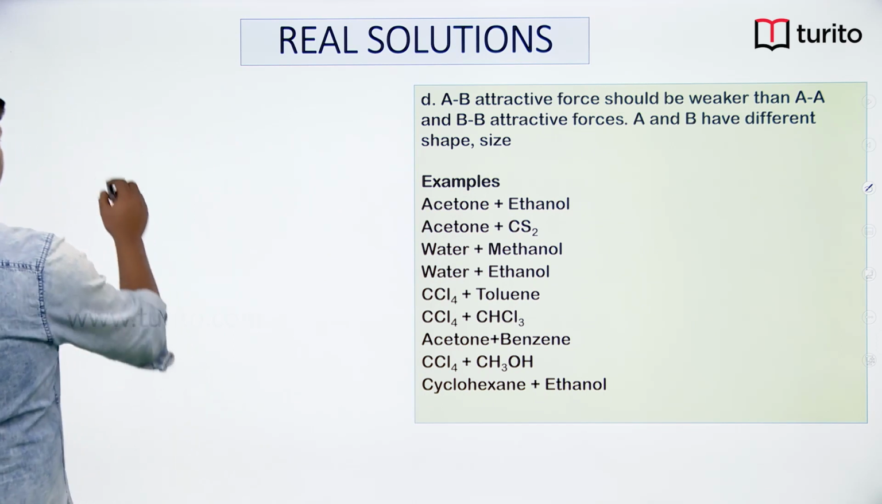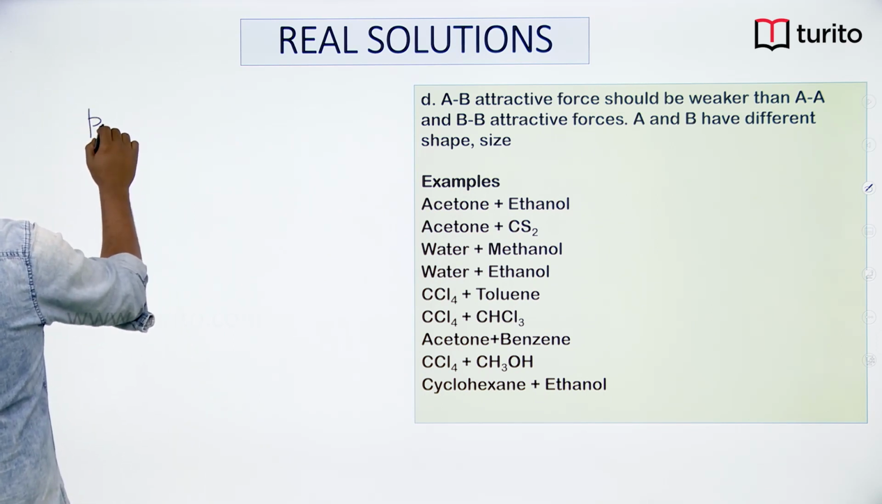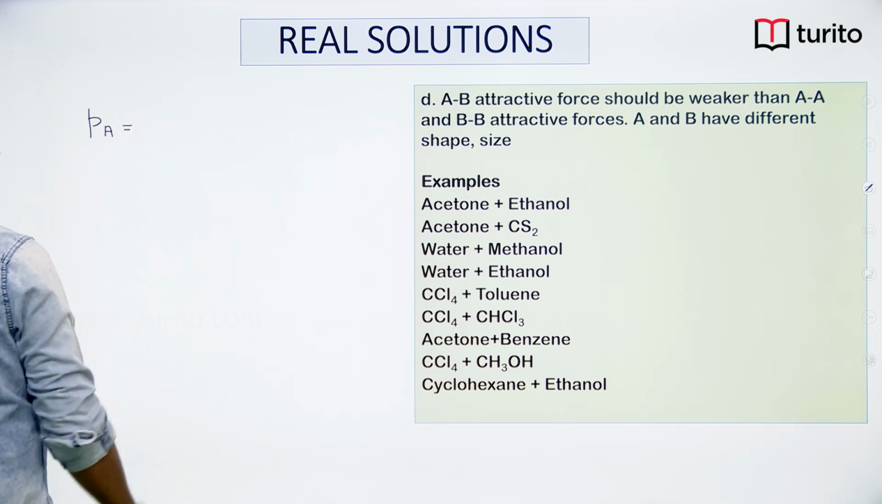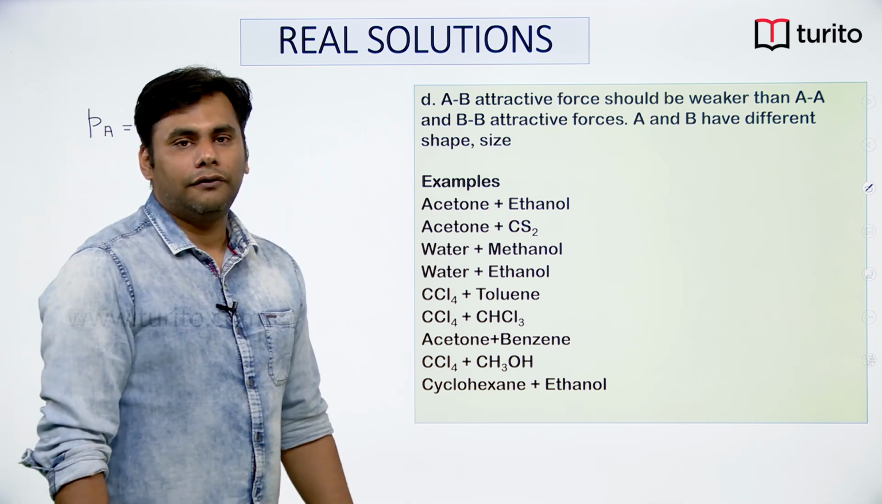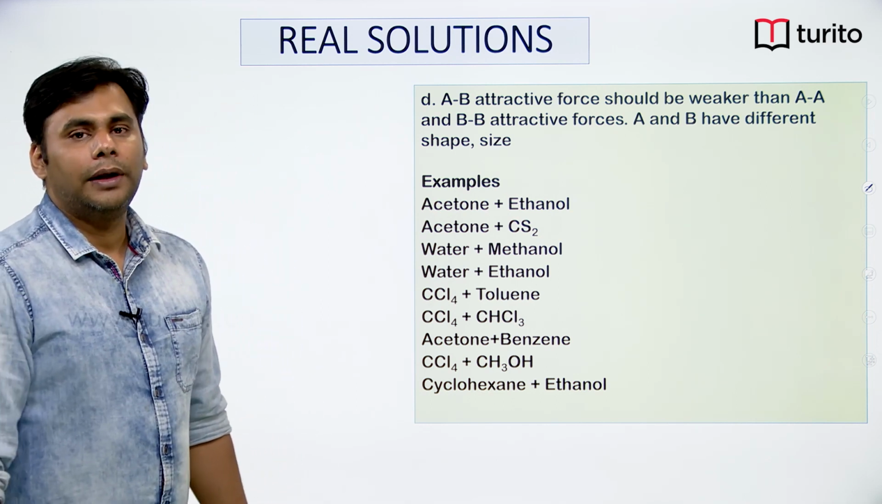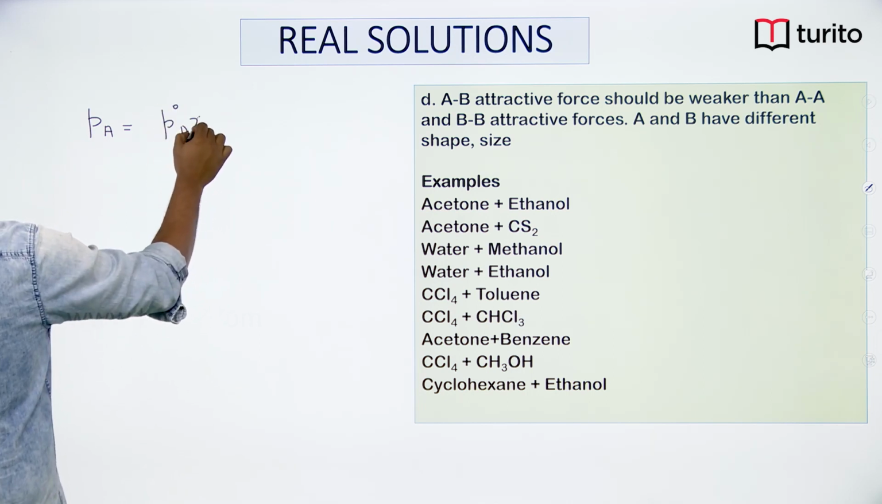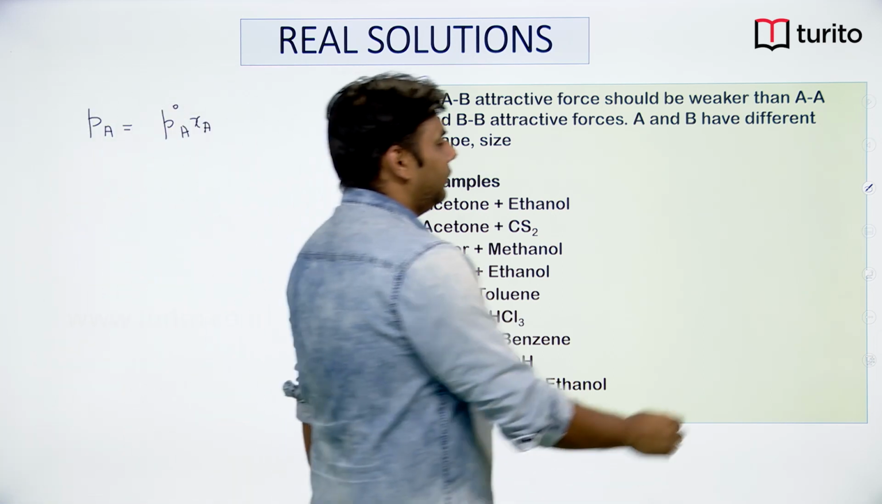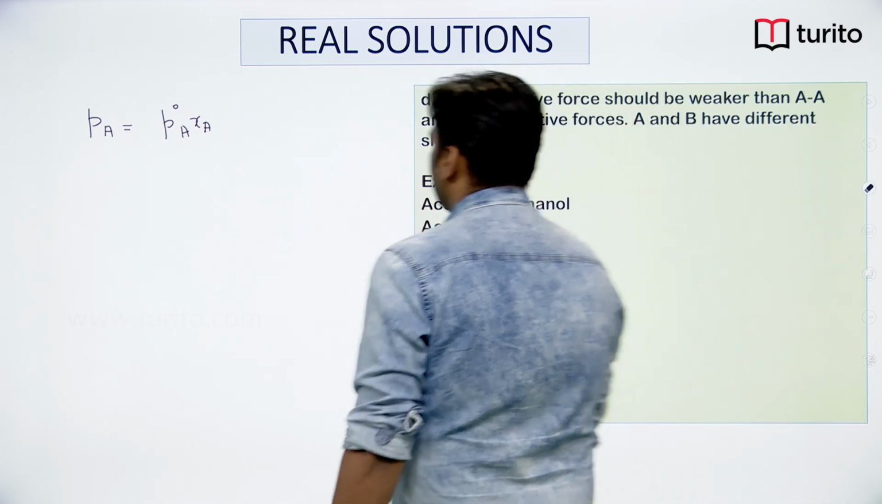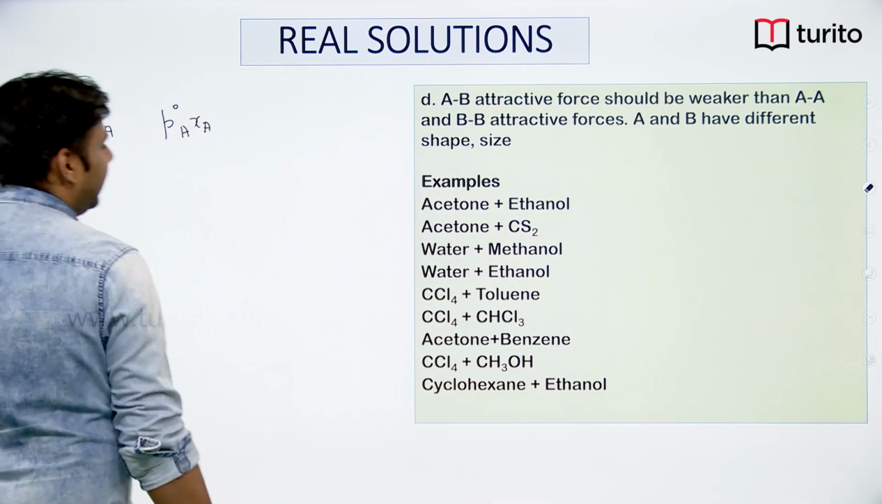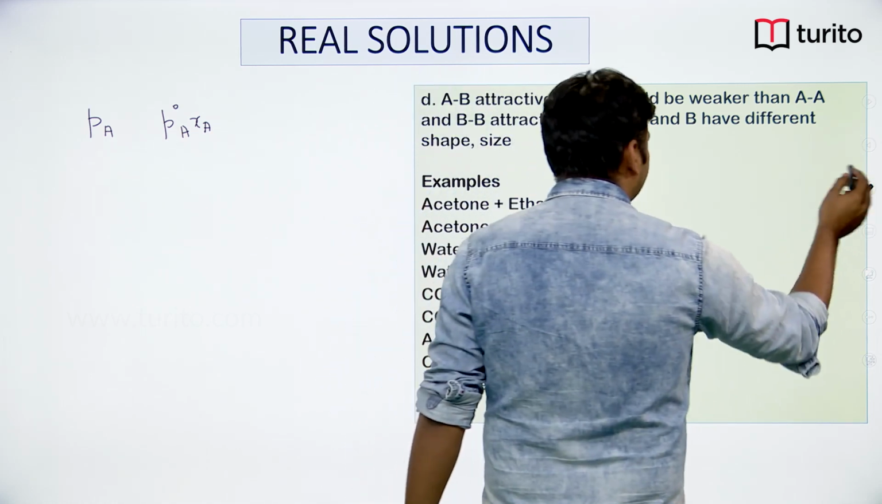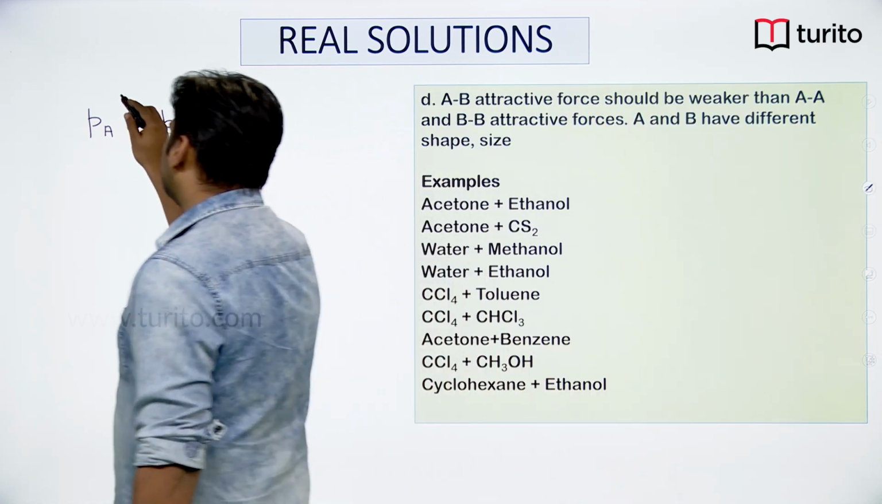So if you look at the vapor pressure exerted due to one component, now according to Raoult's law, PA was equal to P naught A into XA. But because this is not following Raoult's law, we know that the vapor pressure would increase. So we'll say that PA would be greater than that expected from Raoult's law.